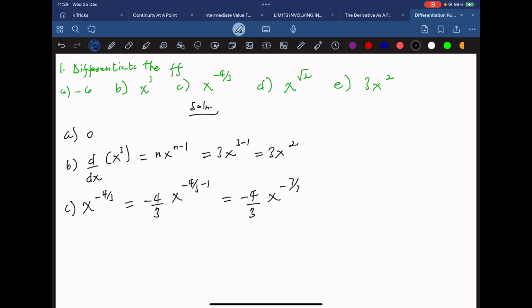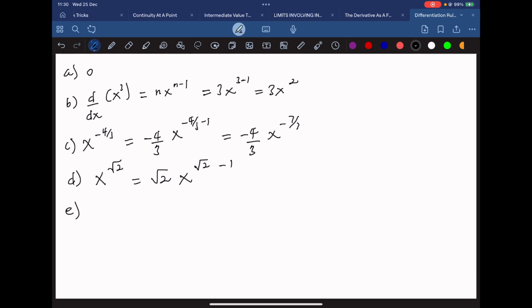For the part d, you have x to the exponent of √2. So in that case, your exponent, which is your n, always comes down. You have x, then you subtract 1 from the exponent. So you have root 2 minus 1. Remember, you cannot simplify this expression, so you just leave it as it is.